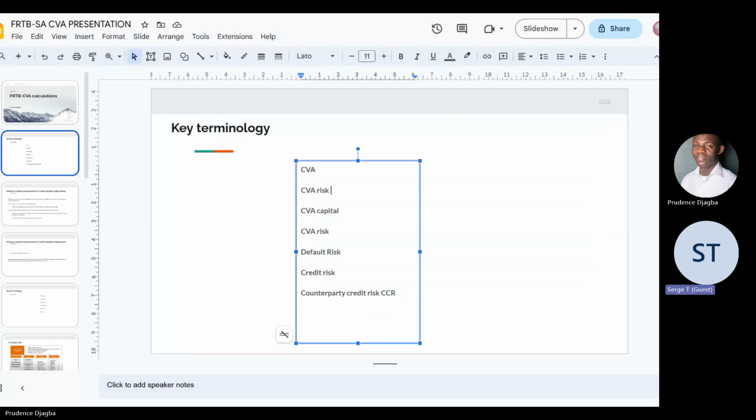So in counterparty risk, you have CCR and CVA, called FRTB-CVA or SA-CVA, or CVA capital. There are many names for it, but it just means that it is calculated on the volatility of the CVA.